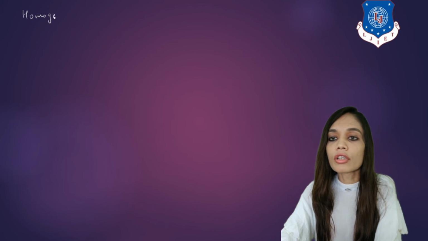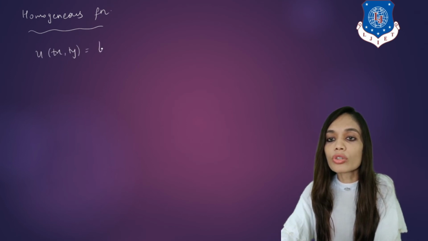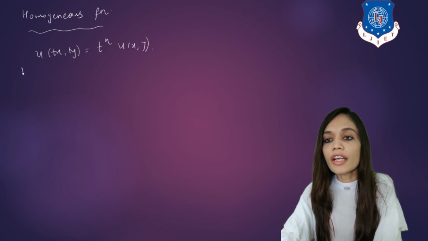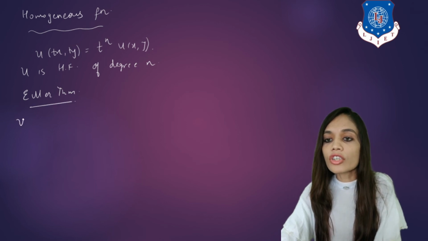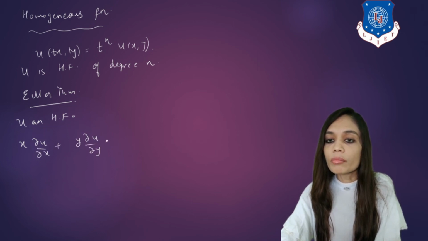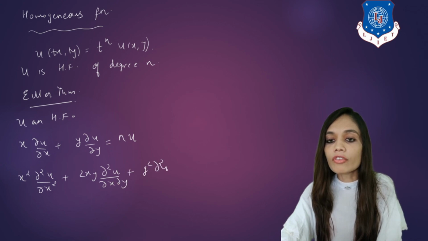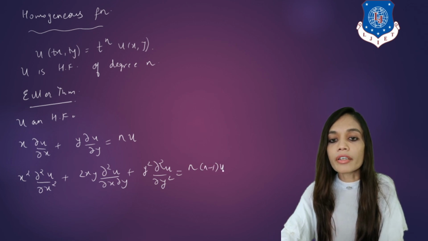So in today's lecture, what we have studied, firstly, what is a homogeneous function. If u of tx comma ty is equal to t raised to n u of x comma y, then we can say that u is a homogeneous function of degree n. Next we have studied Euler's theorem. For this theorem also, the first condition is u should be a homogeneous function. So if u is a homogeneous function, then x del u by del x plus y del u by del y will be equal to n into u, and x square del square u upon del x square plus 2xy del square u upon del x del y plus y square del square u upon del y square will be equal to n into n minus 1 into u.